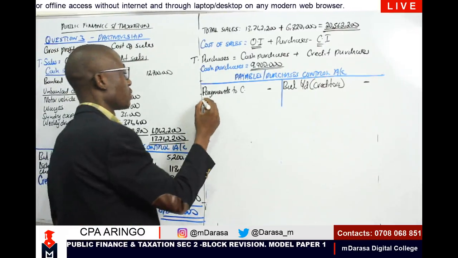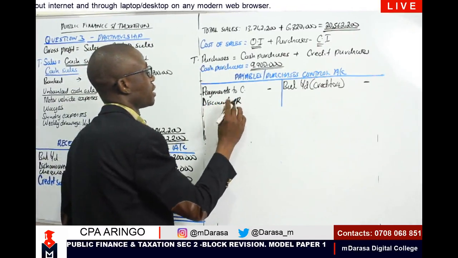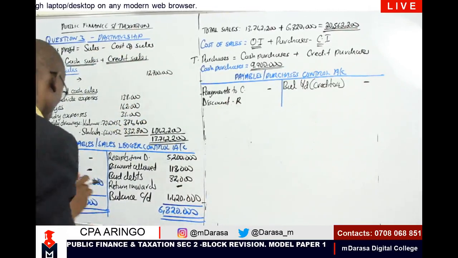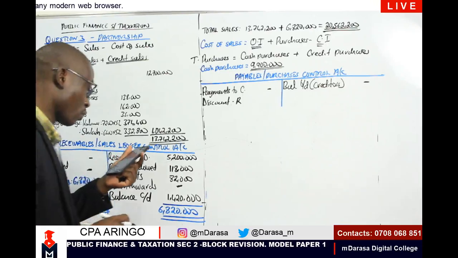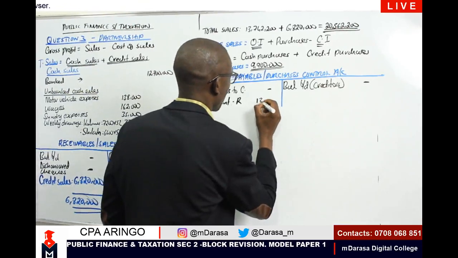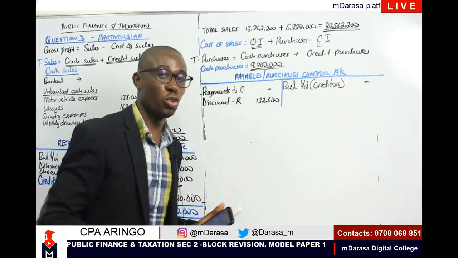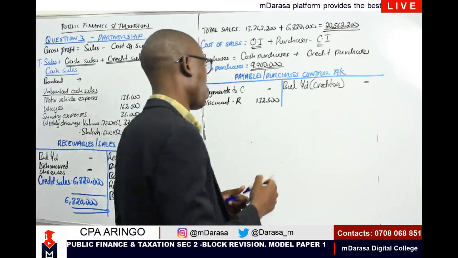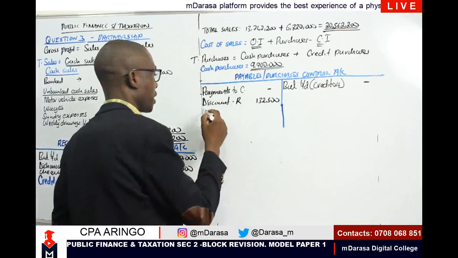What about discounts received? Discount received, my good students, we are given in note number two. During the year, discount received from the suppliers amounted to 132,500. So discount received, we do have 132,500. The other question that we should be having is, what about our balance carried down?